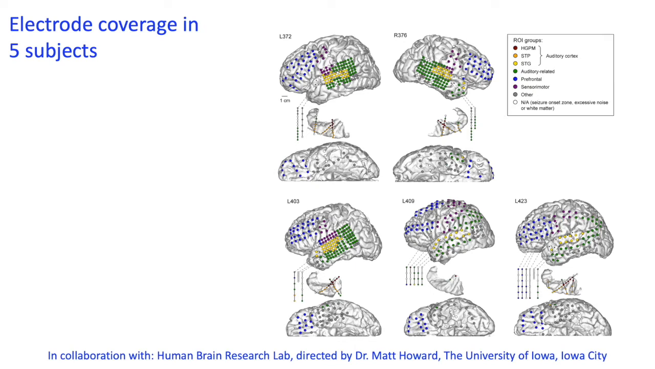The dataset for this study was obtained from 5 subjects with roughly comparable coverage, extending from primary auditory cortex on Heschl's gyrus to secondary and tertiary auditory areas in temporal and parietal cortex, to higher order language processing areas in prefrontal cortex, as well as a variety of other regions.